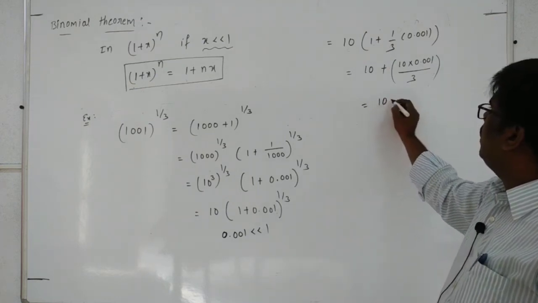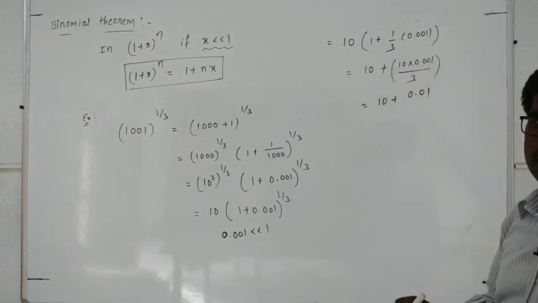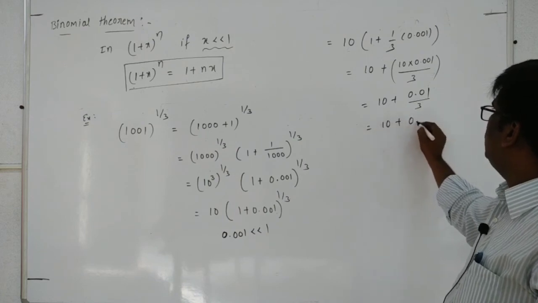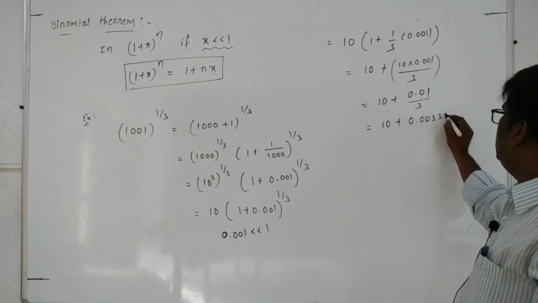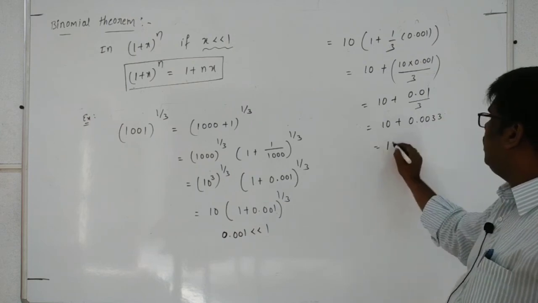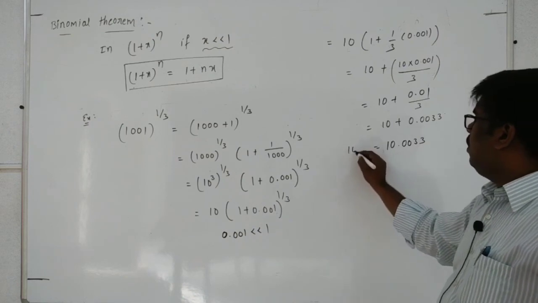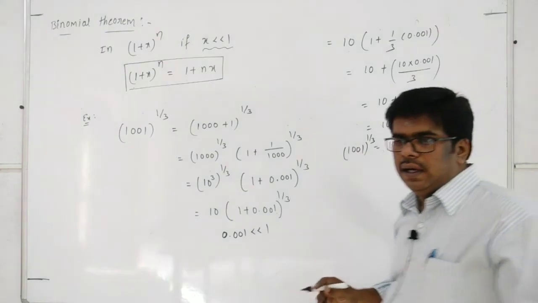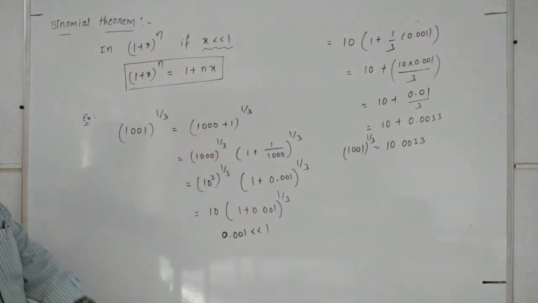So 10 plus 0.01, 10 into 0.001 by 3. Then 10 plus 0.01 by 3 means 0.00333, like that it will come. Then it will be 10.0033. This is the value of 1001 whole power 1 by 3. Like that. So using the same method, you need to solve a few examples I am going to give you.